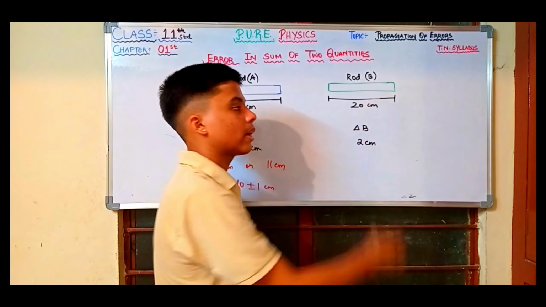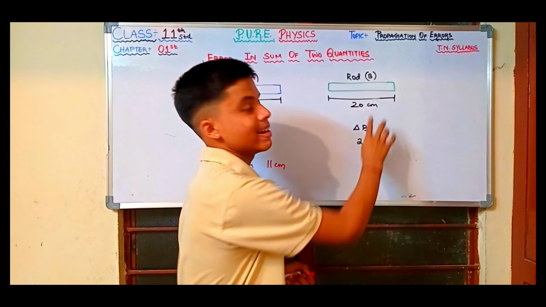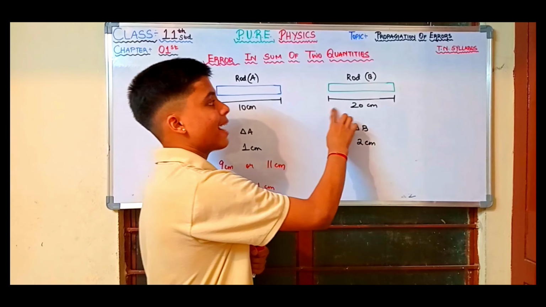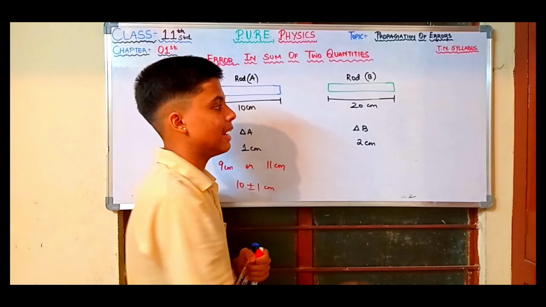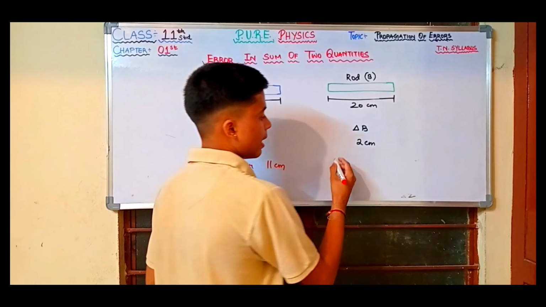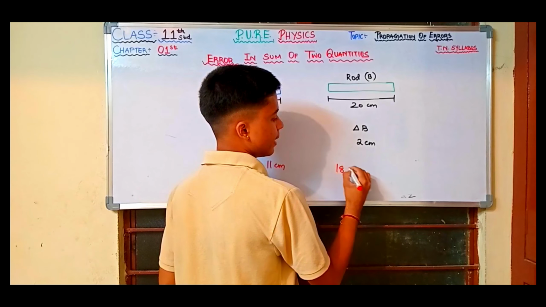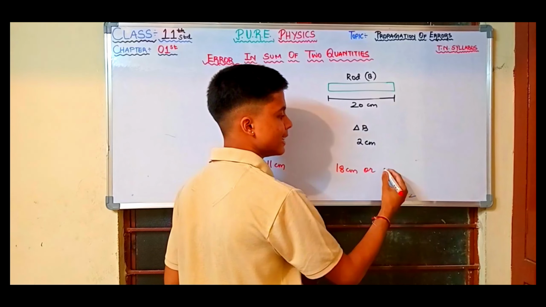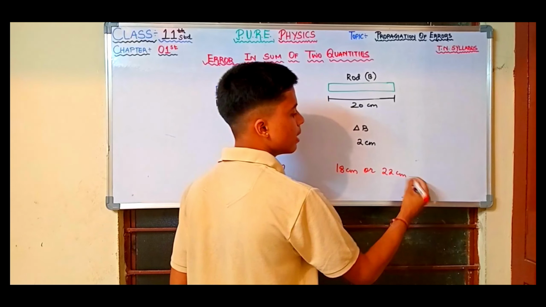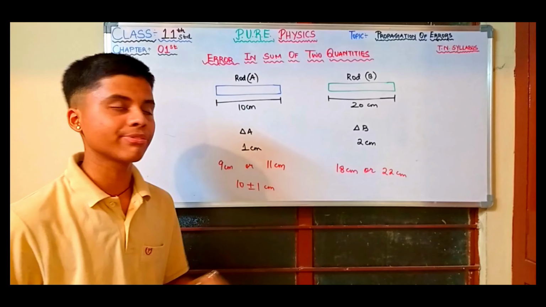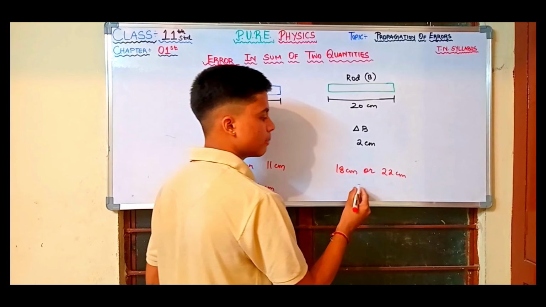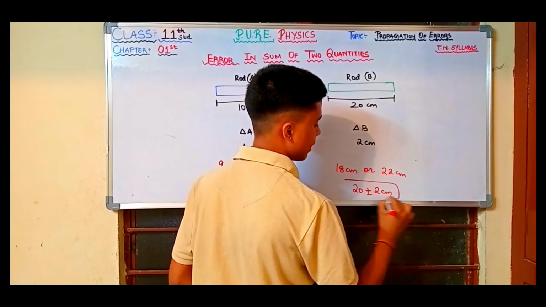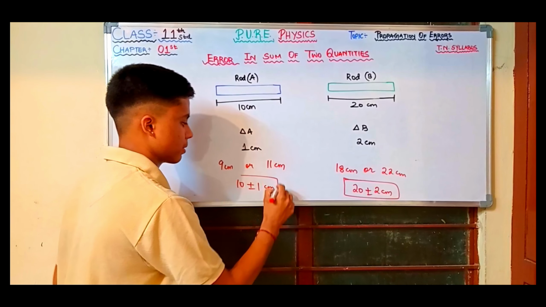Now moving on to rod B, the measured value is 20 centimeter and my small error is 2 centimeter. Therefore, the actual length of rod B will either be slightly lesser than 20 centimeter, which is 18 centimeter, or slightly greater than 20 centimeter, which is 22 centimeter. And the final expression that I can express for the total length of rod B is 20 plus or minus 2 centimeter. So this is my final expression.